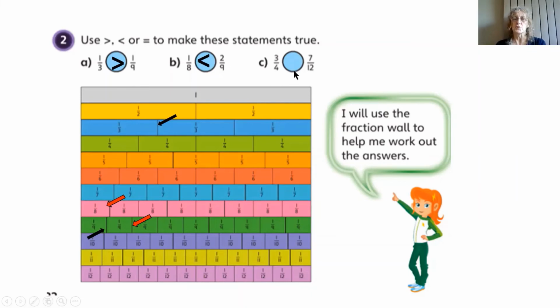What about this one? This one's even trickier. I'm looking at 3/4, so my quarters are here, and I'm going all the way there. Because my 12ths are right down there, I'm going to put a bigger line there to help me. So my 3/4 has gone all the way to my 12ths. Now I've got to find out where my 7/12ths are. So it's 1, 2, 3, 4, 5, 6, 7 12ths. So I can see now that 3/4 is more than this distance. It is bigger than, greater than. We see how that fraction wall really helps me to work out the answers.